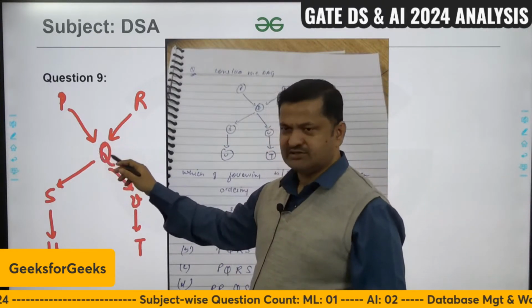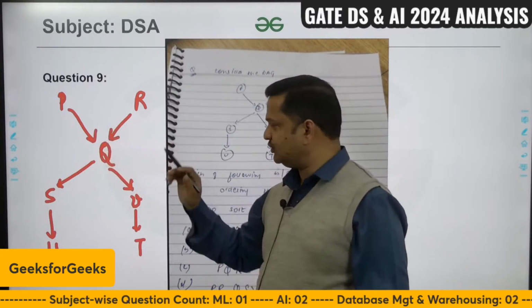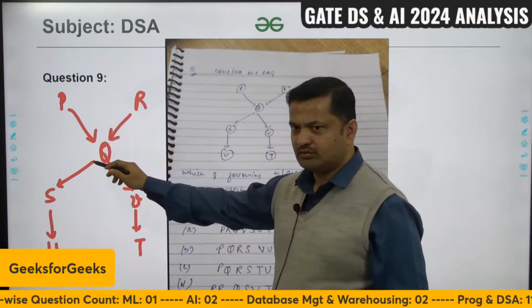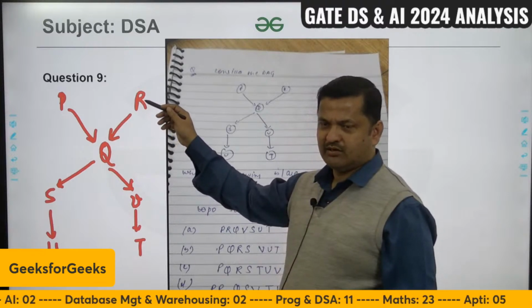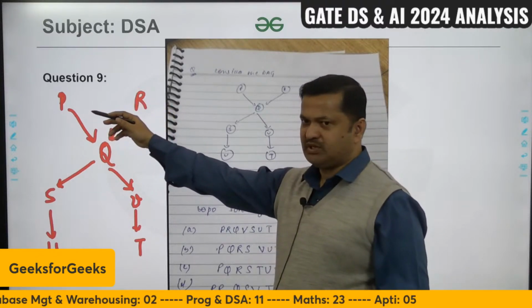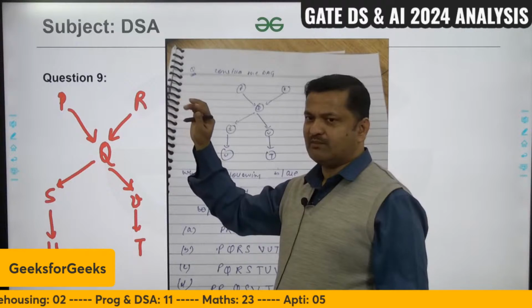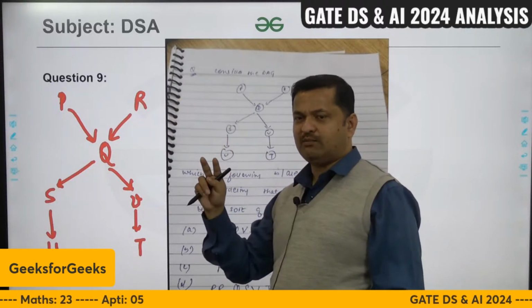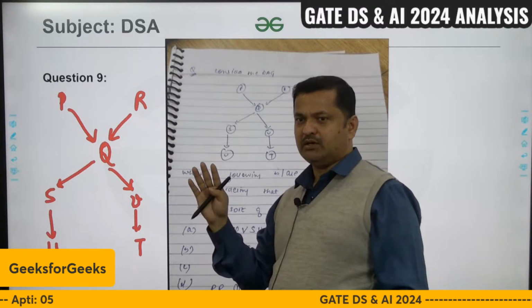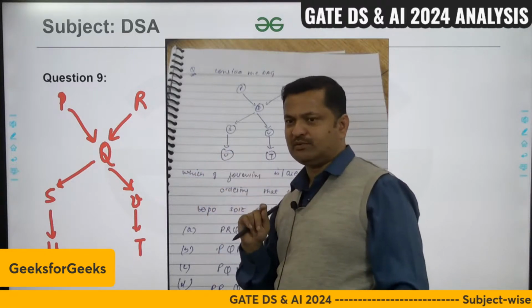Looking at this, yes, the in-degree is 2. So we cannot start with Q, because R is still left that has in-degree 0. So either we can start with P or we can start with R. So the starting sequence, or you can say the ordering of the nodes, must be PR or RP. Okay, so we have to look at this particular possibility.